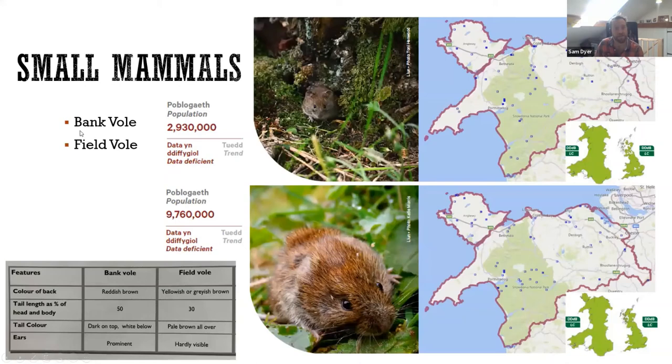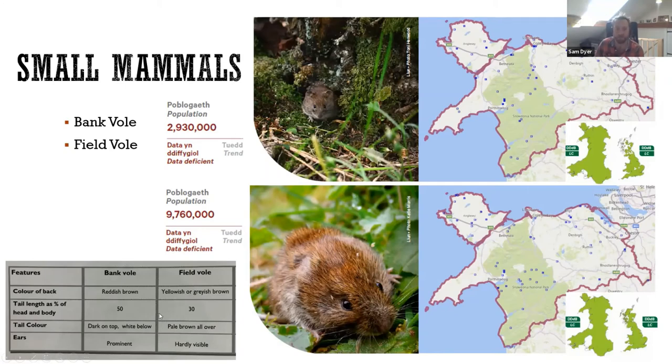So we'll jump on to bank vole and field vole, two of our commonest mammals really. But again, if you look in the records for Cofnod, there are very limited records within there. They can be a bit tricky to tell apart without practice, but the bank vole has a proportionally longer tail, so the tail is 50% of its body length, the ears are more obvious, it's dark on top of the tail, and the bottom side of the tail is white. So if your cat brings one in, they're quite obvious from that point of view.